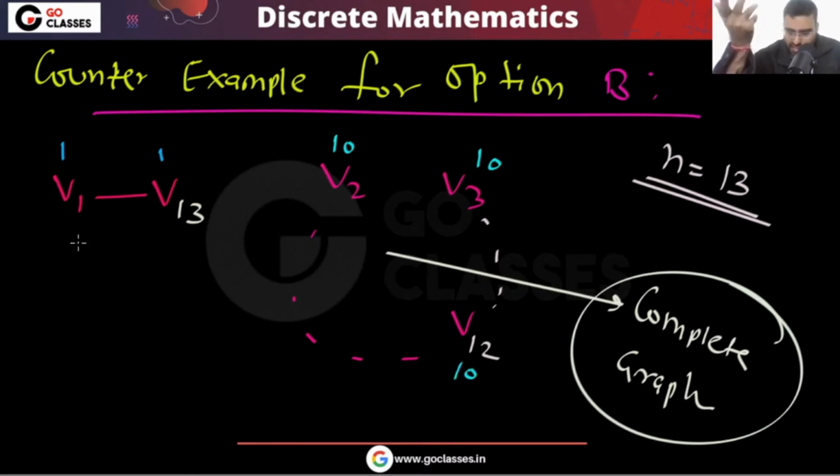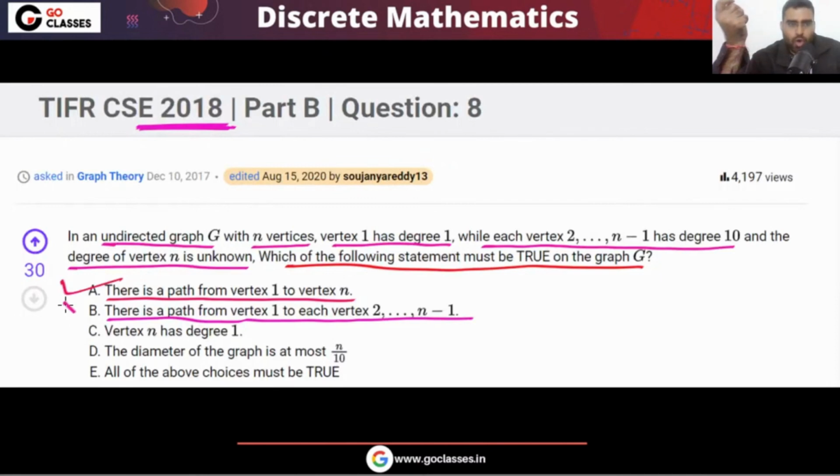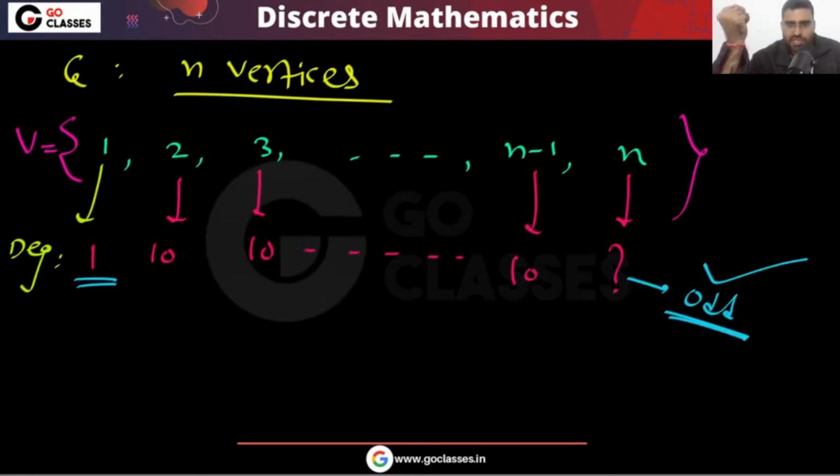All the conditions are satisfied, but there is no path between V1 and all these vertices. So this is the counterexample for option B. Did you understand the counterexample for option B? So option B is wrong. Option C is also wrong.